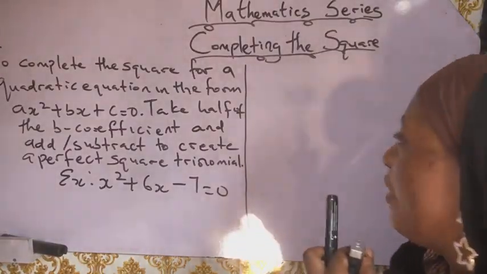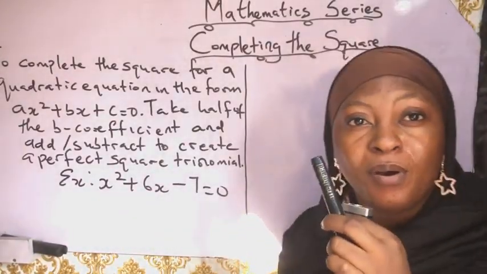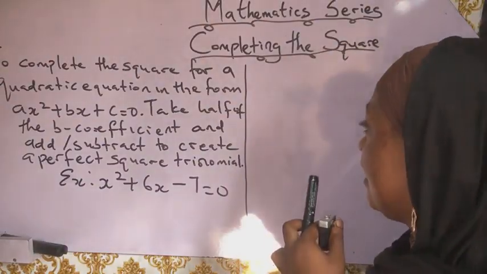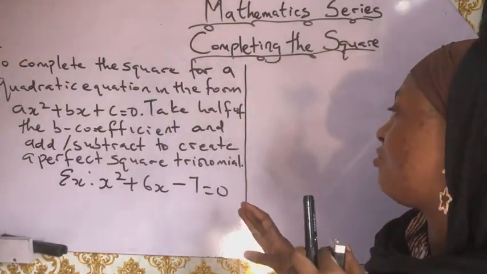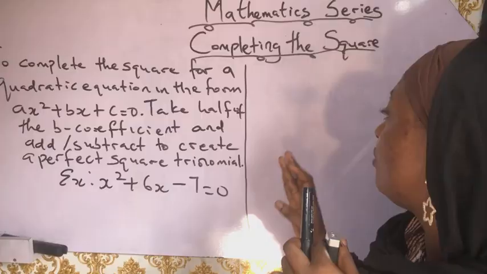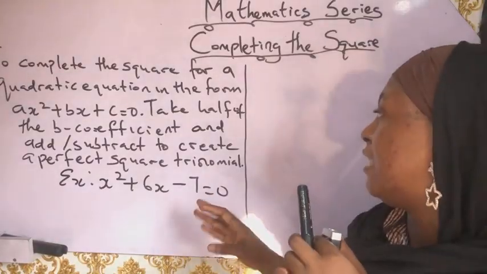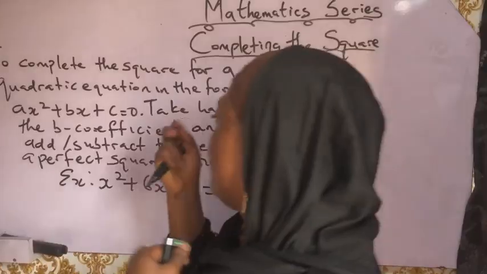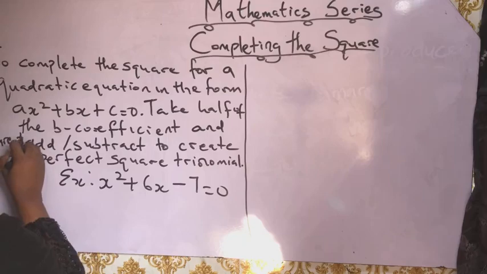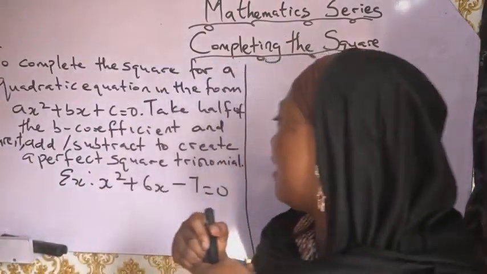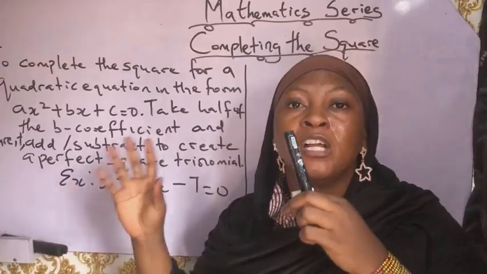To complete the square for a quadratic equation in the form ax squared plus bx plus c equals 0, you take half of the b coefficient, then you square it, so there's an omission here, square it, then you add or subtract the square to create a perfect square trinomial.